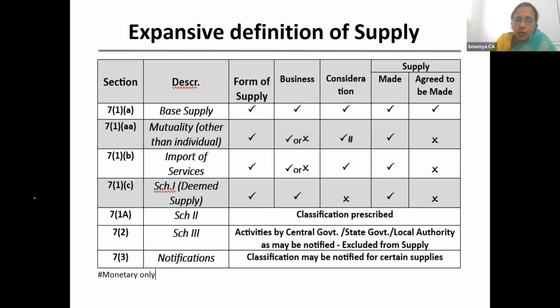Now we move to 7(1)(aa), which was introduced from 1st January 2022 for charitable institutions, clubs, associations of persons, RWA, all those kinds of things, where there is no business aspect. Business motive was not there. On the mutuality concept, whether GST was leviable, there was this Calcutta High Court decision, and they had to put to rest all these controversies. So they introduced 7(1)(aa), where they said any form of supply between the association of persons, even though it is not for business purpose, when it is made and consideration is in monetary terms, then also it will be a supply.